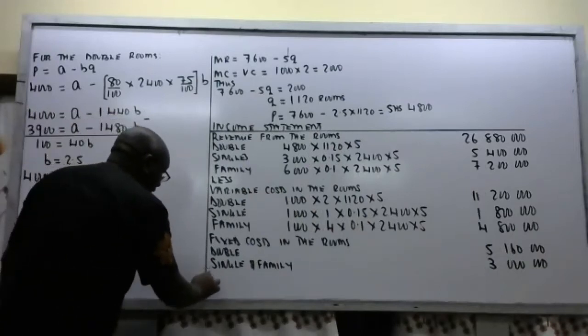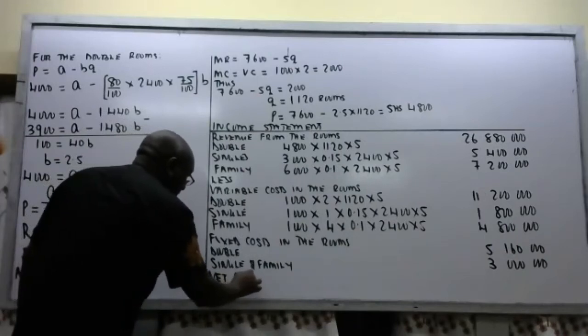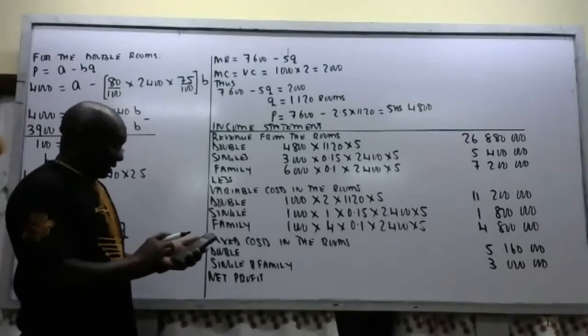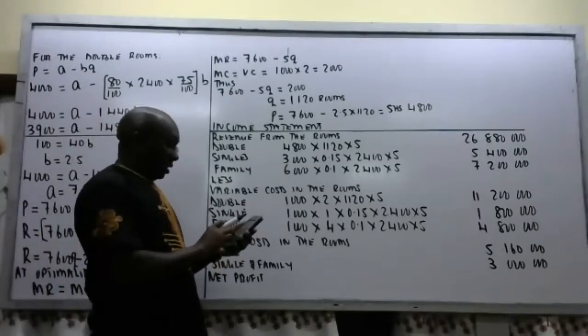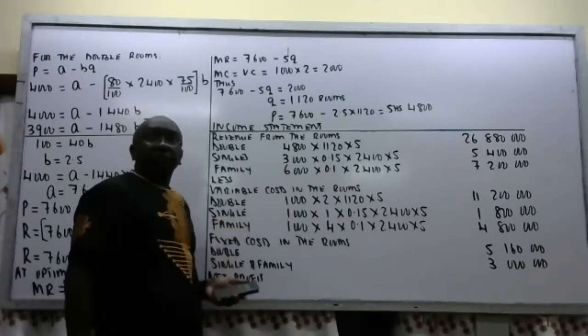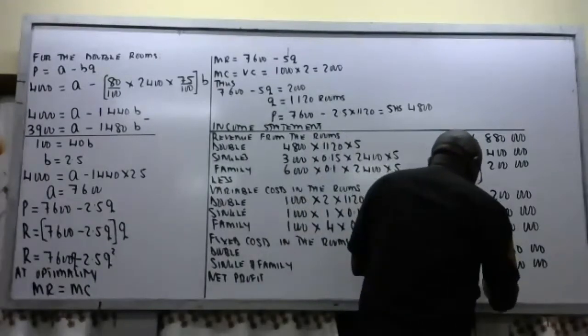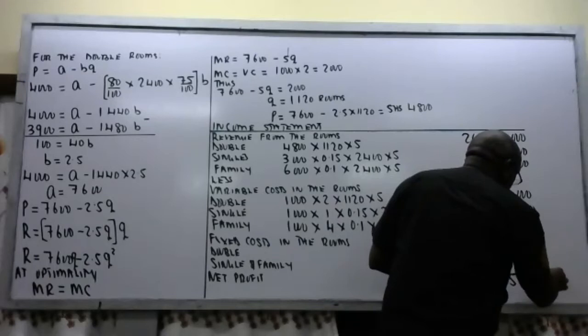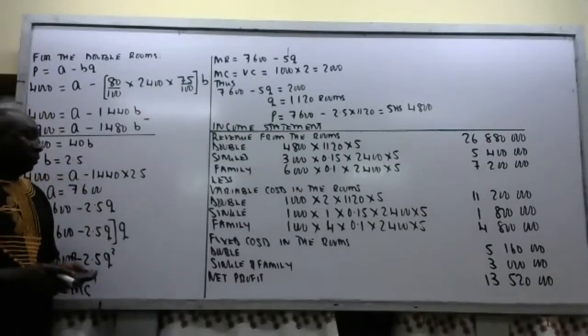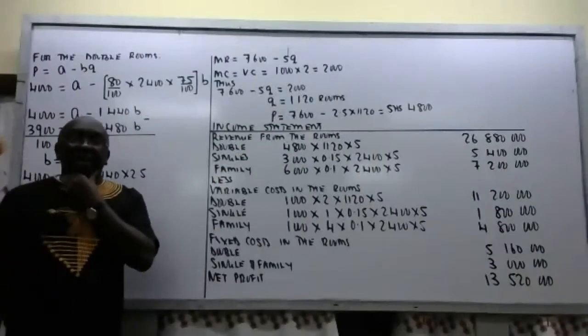And I think with that, we are now in a position to get our net profit as 26,880 plus 5,400 plus 7,200 minus 11,200 minus 1,800 minus 4,800 minus 5,160 minus 3,000. You getting that? So that is the net profit, 10,520,000.